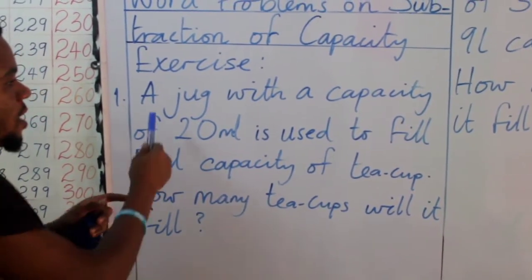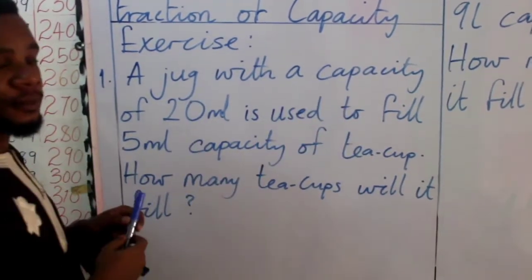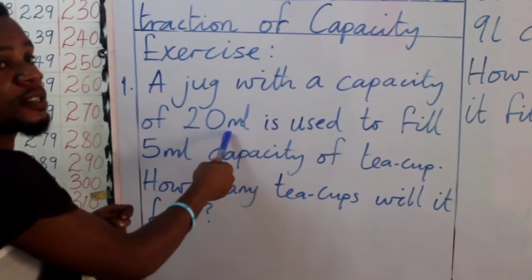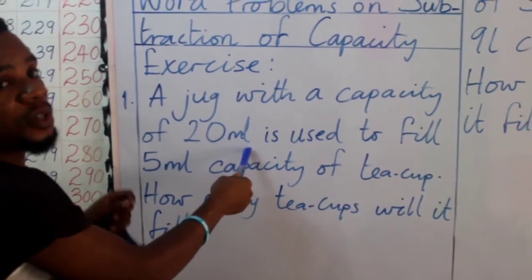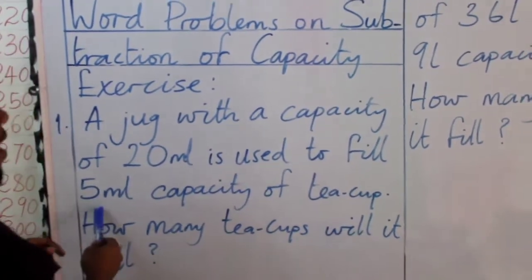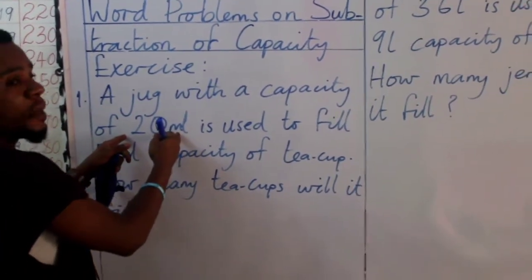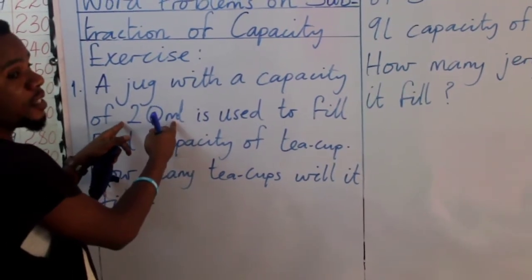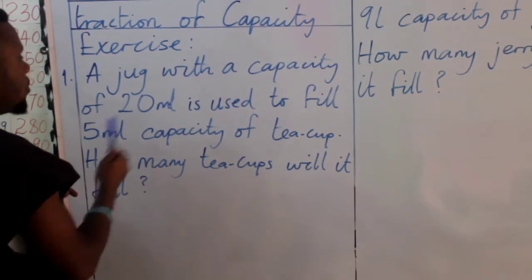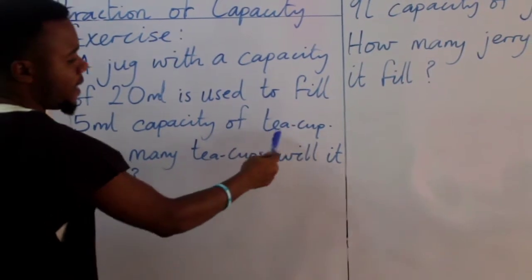A jug with a capacity of 20 milliliter. M is milli and L means what? Liter. Is used to fill 5 milliliter. That means this container is smaller compared to this. This is 20 and this is 5. So it's used to fill 5 milliliter capacity of tea cup.